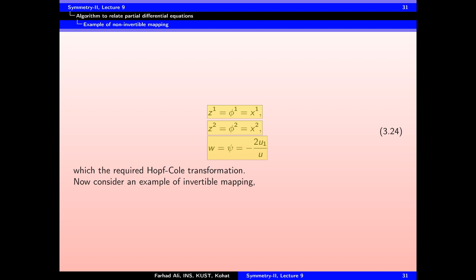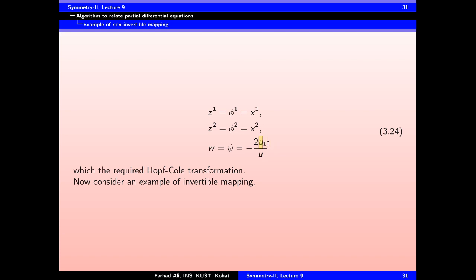So why do we find it? We find it for some purpose. And what is the purpose? The purpose is to solve the Burgers equation, because the Burgers equation is nonlinear. And we can solve the heat equation. The heat equation is linear and it is easy to solve.